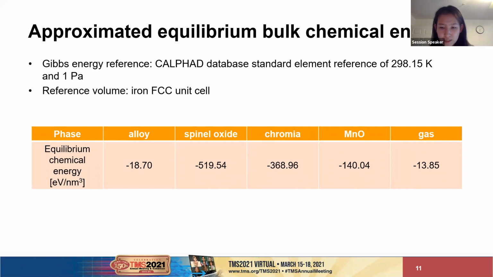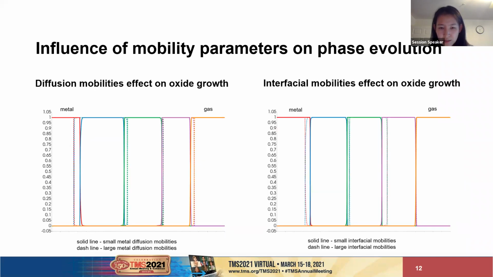Now the thermodynamic part is justified from our simulation. We need to see how the kinetics will affect the oxide growth. There are two types of mobility parameters: the diffusion mobility and the interfacial mobility. In the picture on the left, we compare a higher metal diffusion mobility, represented by the dotted line, and a smaller metal diffusion mobility, represented by the solid line.